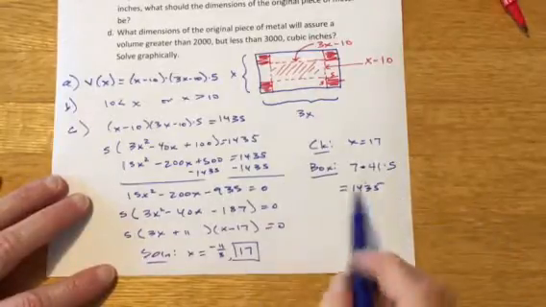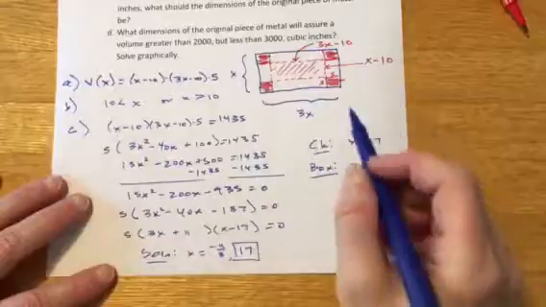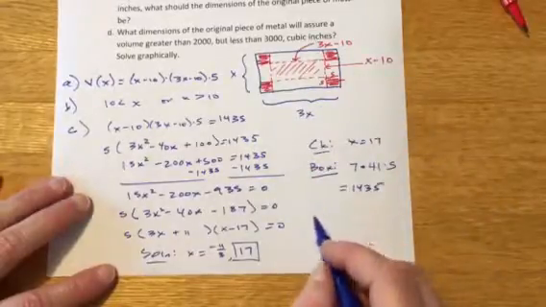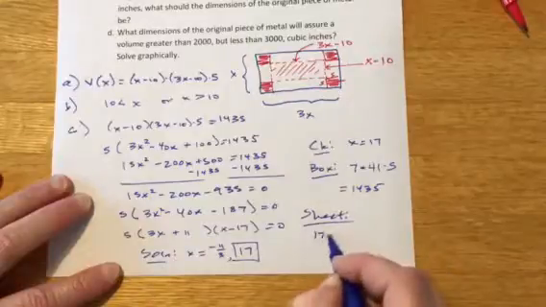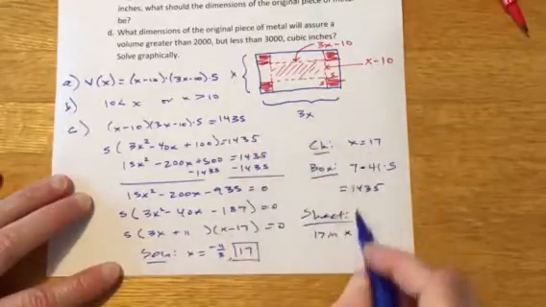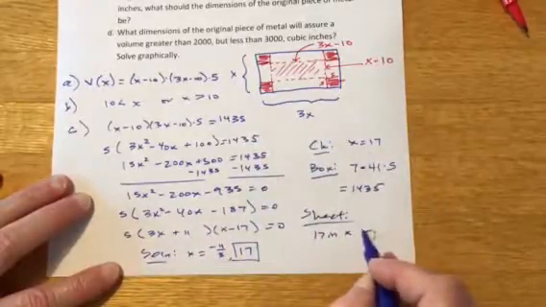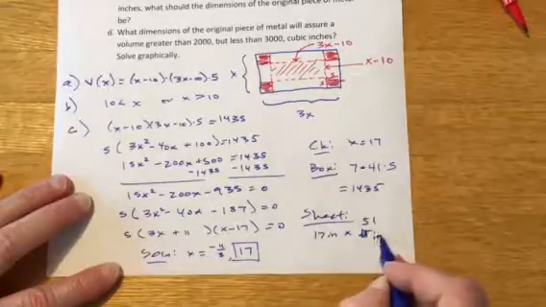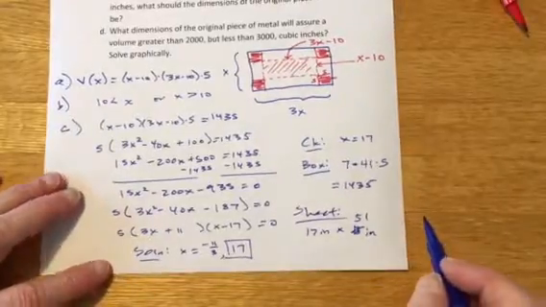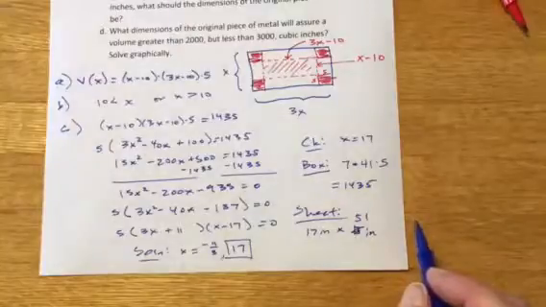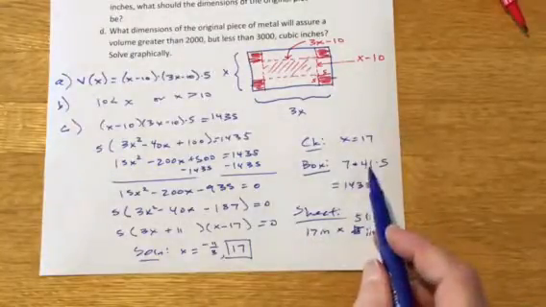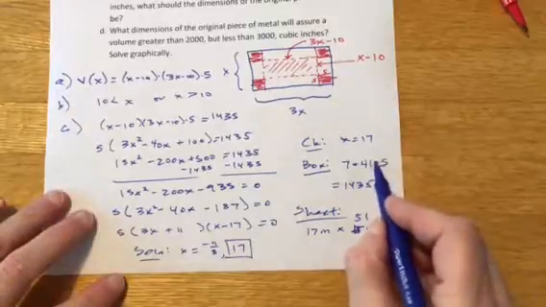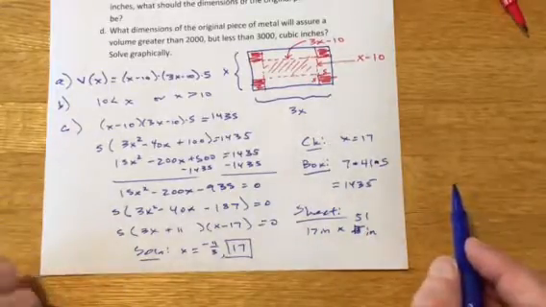Just to be a little bit careful, it says what should the dimensions of the original piece be? So again, our sheet that you start with will be 17 inches by, remember, 3 times it, 51 inches. That was the question, the dimensions of the original sheet before you cut out the corners. Once you cut out the corners, it goes down to 7 by 41, and then times the 5 to get the volume.